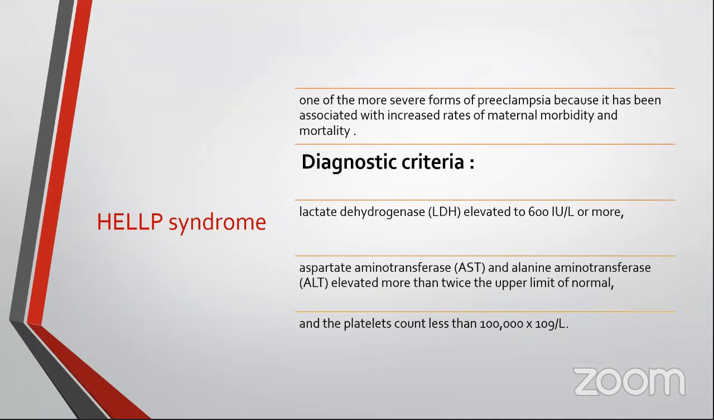HELLP syndrome is one of the more severe forms of eclampsia because it has been associated with increased rates of maternal morbidity and mortality. HELLP stands for H for hypertension, E for elevated, L for liver enzyme, L for low, and P for platelets. So HELLP syndrome is hypertension with elevated liver enzyme and low platelets. It is also associated with elevated lactate dehydrogenase above 600 international units per liter, doubling of the liver enzyme, and low platelets.